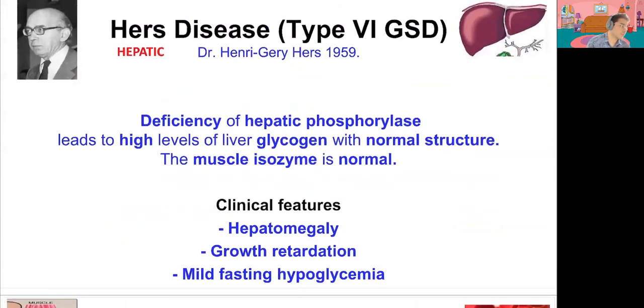Hers disease, guess what? If there was a McArdle's, then there's a liver equivalent, which is just the hepatic equivalent. So Hers is hepatic. So deficiency of the hepatic phosphorylase leading to high levels of glycogen with normal structure. Guess what? Your muscles are completely normal. So all you're going to see is hepatomegaly, growth retardation, and mild fasting hypoglycemia.